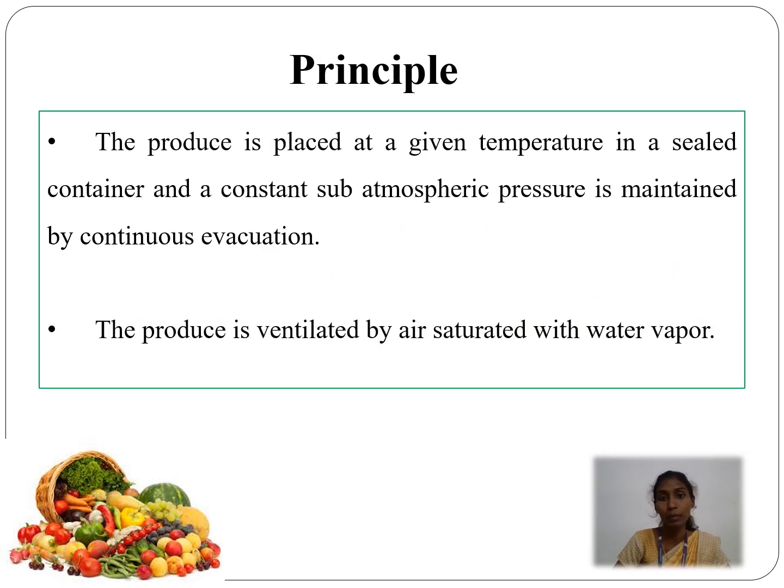What is the principle behind this storage system? The produce is placed at a given temperature, stored under a refrigeration system. We prefer only low temperature conditions in a sealed container, and a constant sub-atmospheric pressure is maintained. That is, we are giving a low pressure with a continuous evacuation of the air released by the fruits and vegetables. The produce is ventilated by air saturated with water vapor.